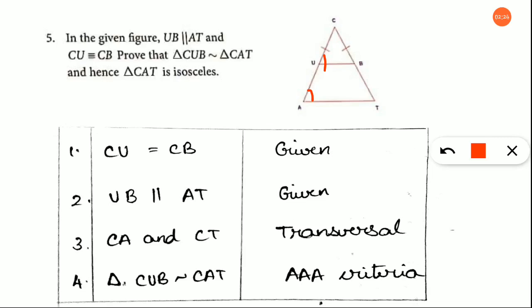Since it is isosceles, these two angles are also going to be the same. Okay, and then transversal line CT, CB will be the same angle as this. Okay, and this angle C is common to both the triangles. So using this AAA criteria, we can say that triangle CUB is similar to triangle CAT. Clear?